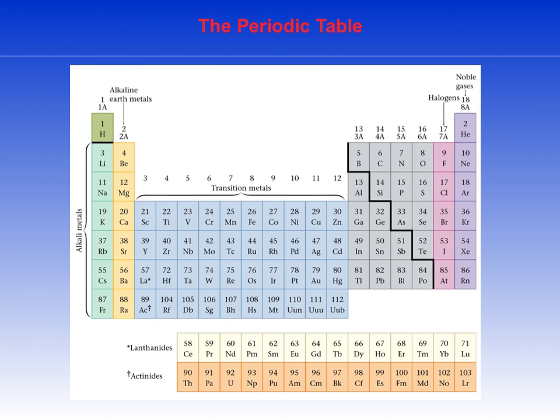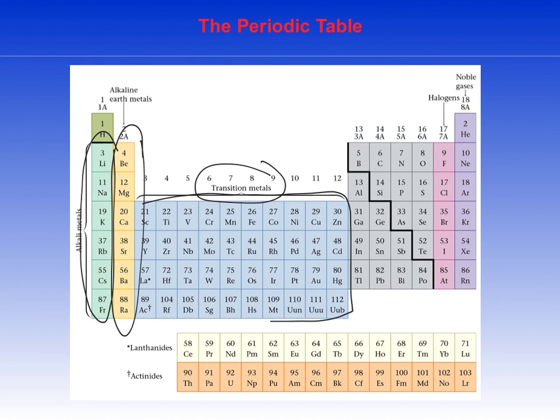There are also names for all of these different groups. The first column are the alkali metals, the second the alkaline earth metals. Then in the middle are the transition metals. These guys have different kinds of charges. That's why I ignored them. You'll usually get a paper to give you information about that. And then these guys over here are called halogens and noble gases. You don't have to memorize any of those.